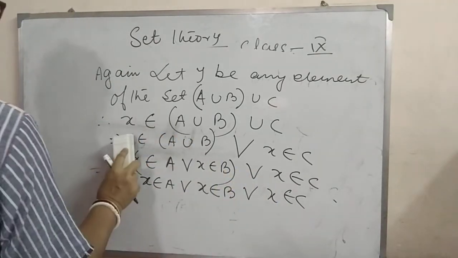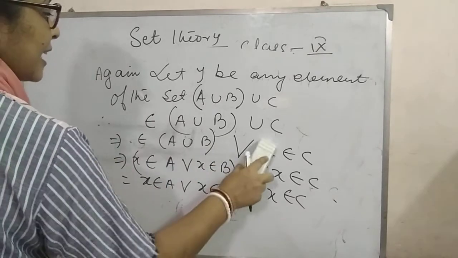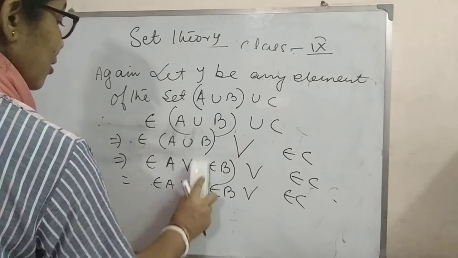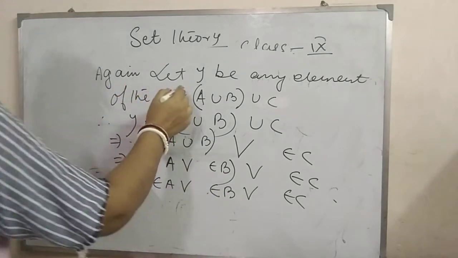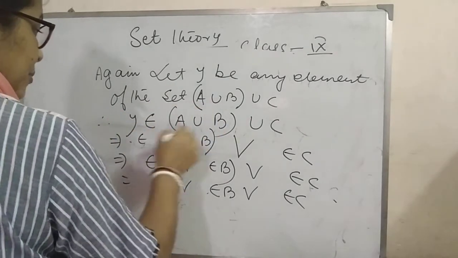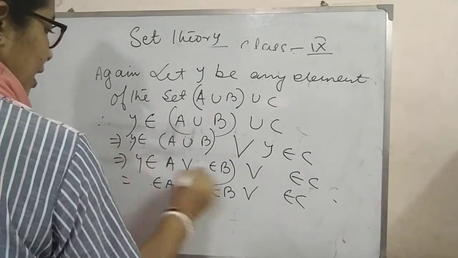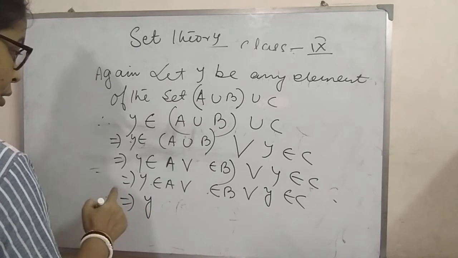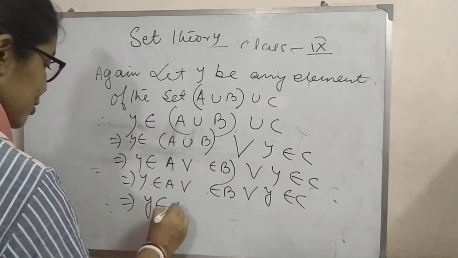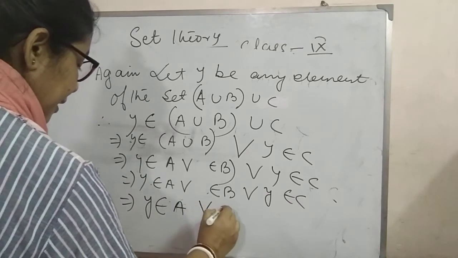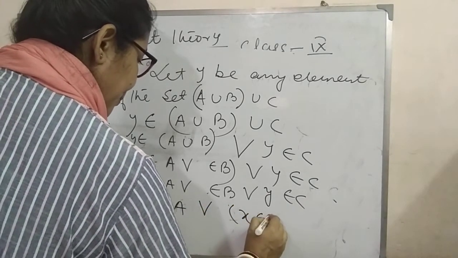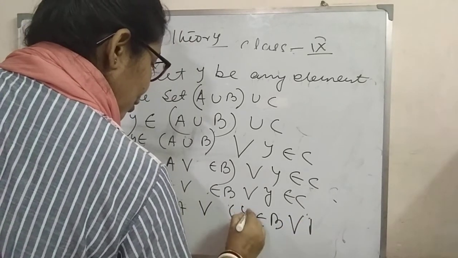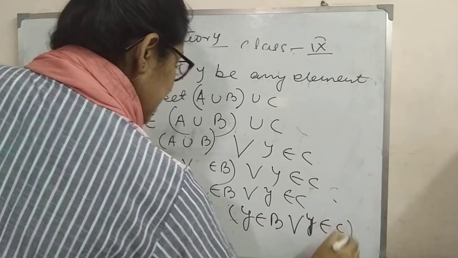Sorry, it is wrong. No x. I will write only y. Here y is any element of the set. That means y belongs to this. Sorry students, y belongs to A or y belongs to B, or y belongs to C.